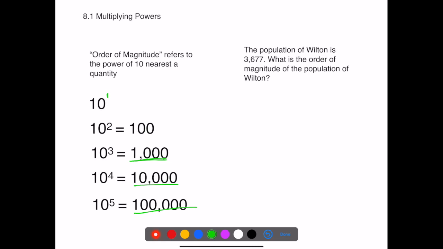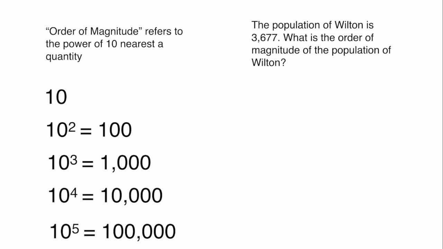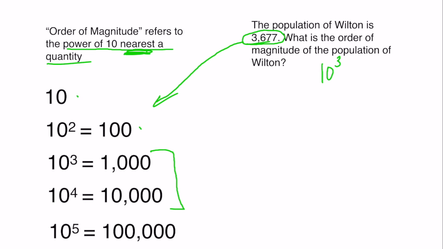The types of things that you might be asked are, for instance, the population of Wilton is 3,677. What is the order of magnitude of the population of Wilton? Keep in mind, the order of magnitude just means the power of 10 that's nearest a quantity. In this case, our quantity is 3,677. So all you need to do is look at the orders of 10 and see which one is closest. That's what nearest means. It means closest. So it's obviously not 10, it's not 100. It's either going to be 1,000 or 10,000. Since 1,000 is actually closer to 3,677 than 10,000 is, the order of magnitude of the population of Wilton is just 10 to the third power.